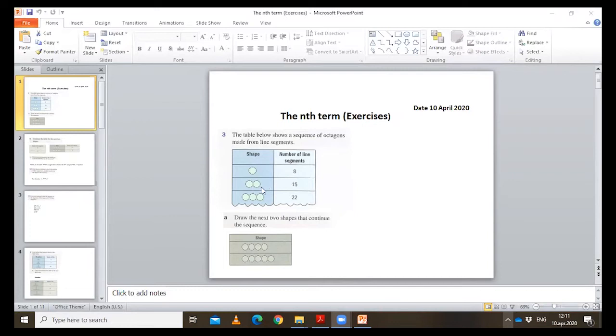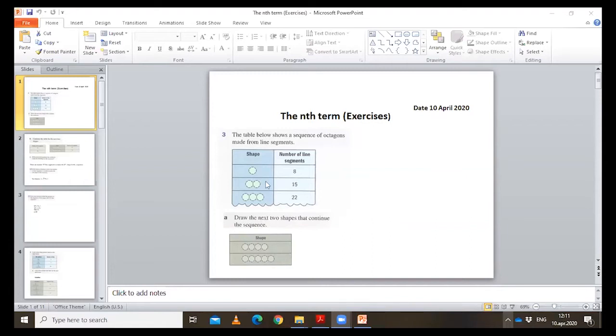example or shape, which are joining each other, we have 7 more, 15. For the third, we have again 7 more, 22. Now we see their common difference, which is 7. Requirement A asks you, draw the next 2 shapes that continue this sequence.